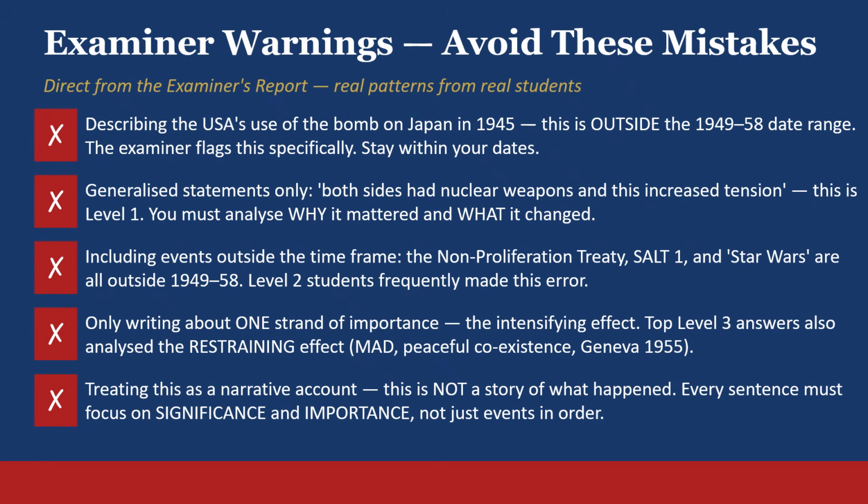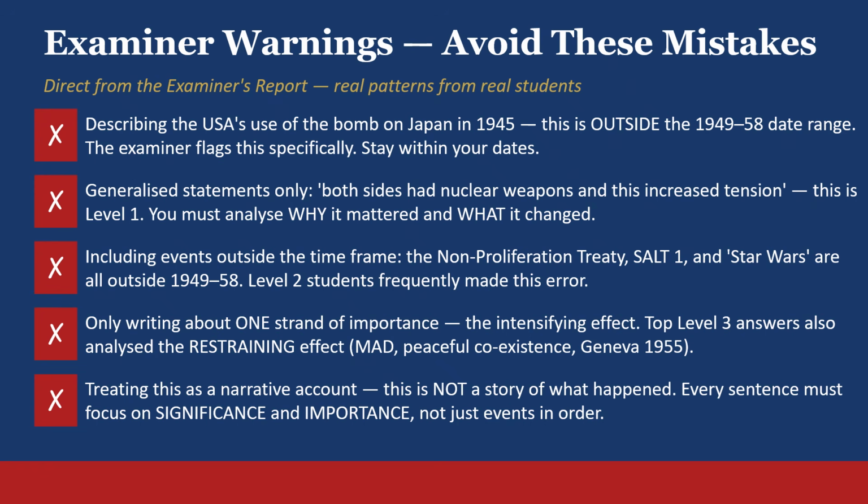Both sides had nuclear weapons in this increased tension. That would only get you a level 1. You need to explain the specific mechanism by which the arms race increased tension. The bomber gap, the missile gap, Sputnik, MAD. Thirdly, including events outside the time frame. The examiner's report specifically noted that low level 2 responses included things like the Non-Proliferation Treaty, SALT I, and some even included Star Wars. These are all well out of the 1949 to 1958 range.